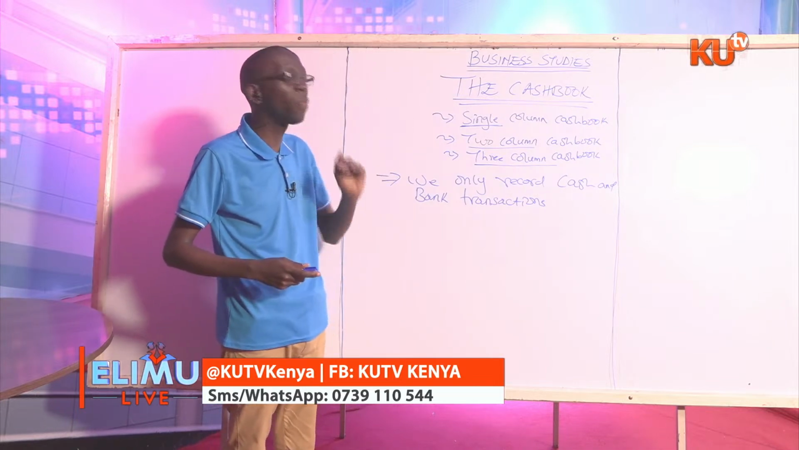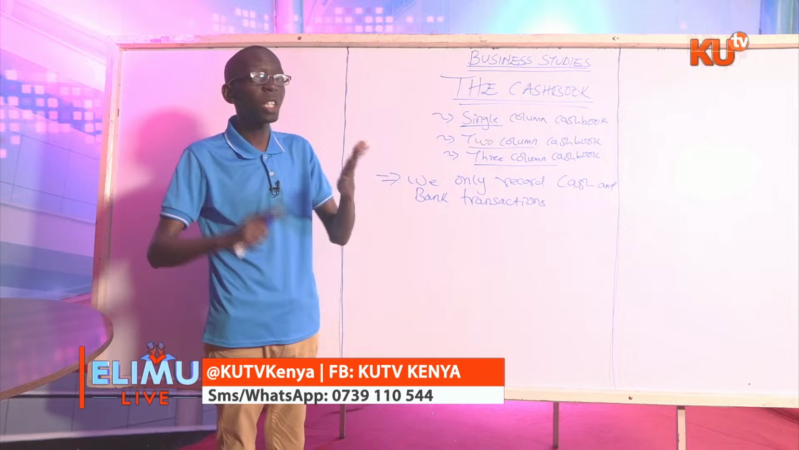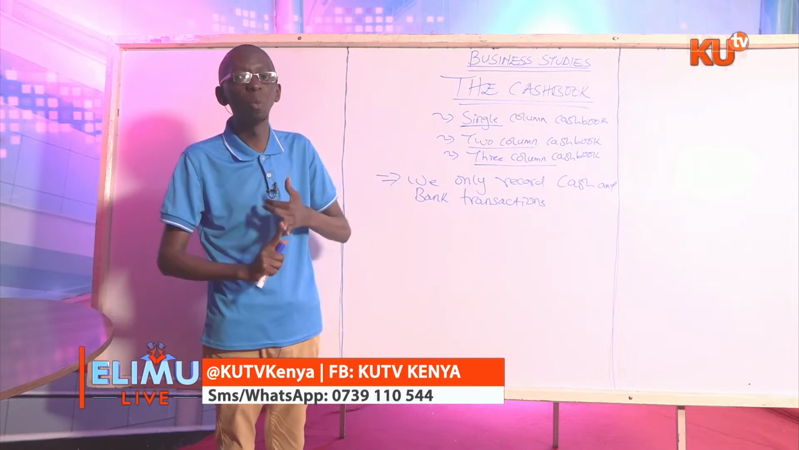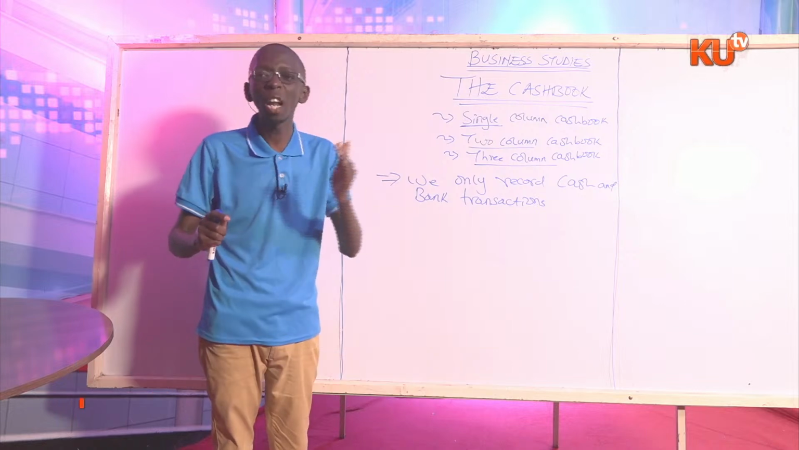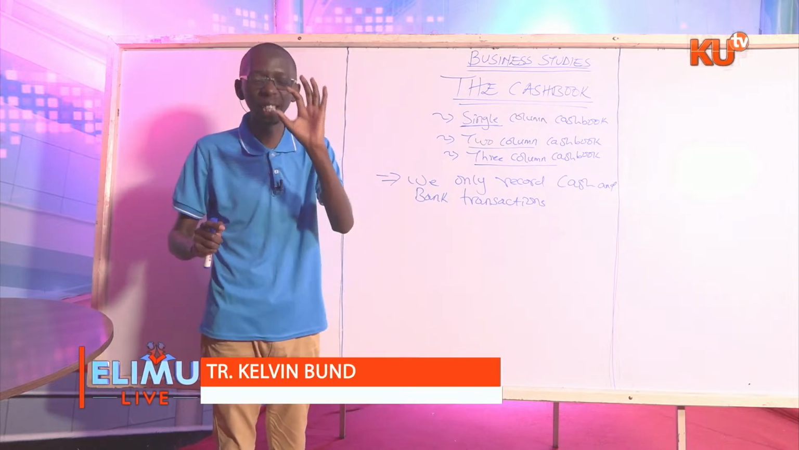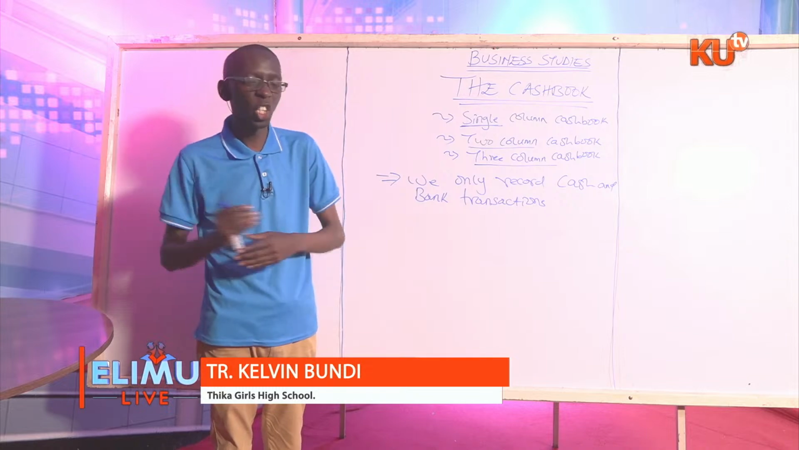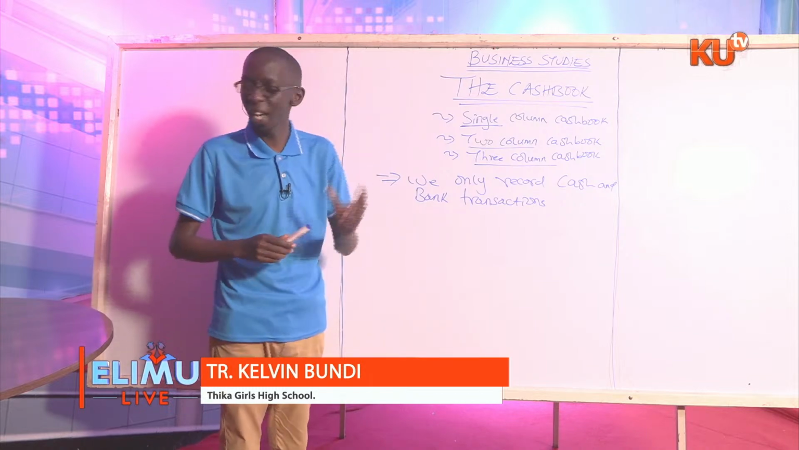So we are going to do the three column cash book, because if you do the three column cash book, we'll have done the two column cash book. It's only that in the three column cash book, we include the discount. The discount allowed on the debit side and the discount received on the credit side.